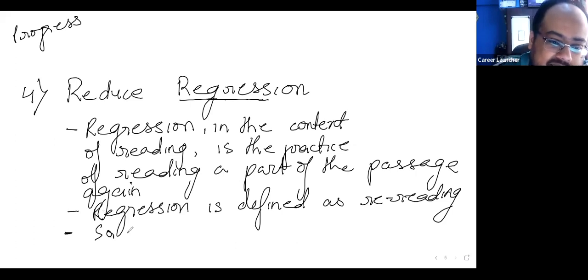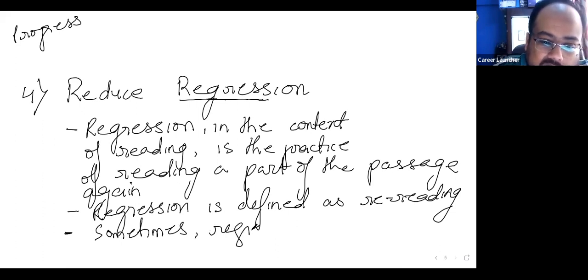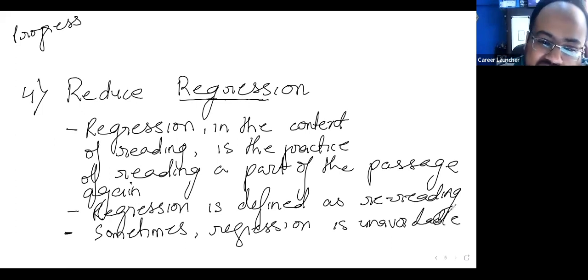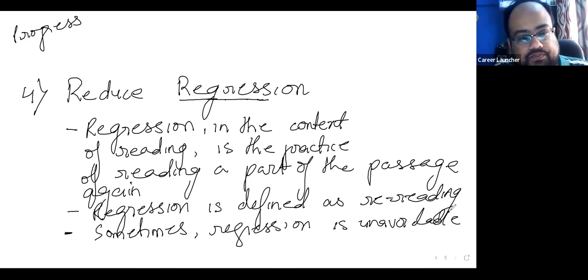So what I'm saying is, sometimes regression is unavoidable. And what are those sometimes? When the context is very difficult to understand or you have to answer a question and there are very close answer options, so you might have to go back to the passage. But to the best extent possible, just like vocalization, try to reduce regression because regression will take time. When you read something again and again, it's going to take time. So to the best extent possible, reduce regression.